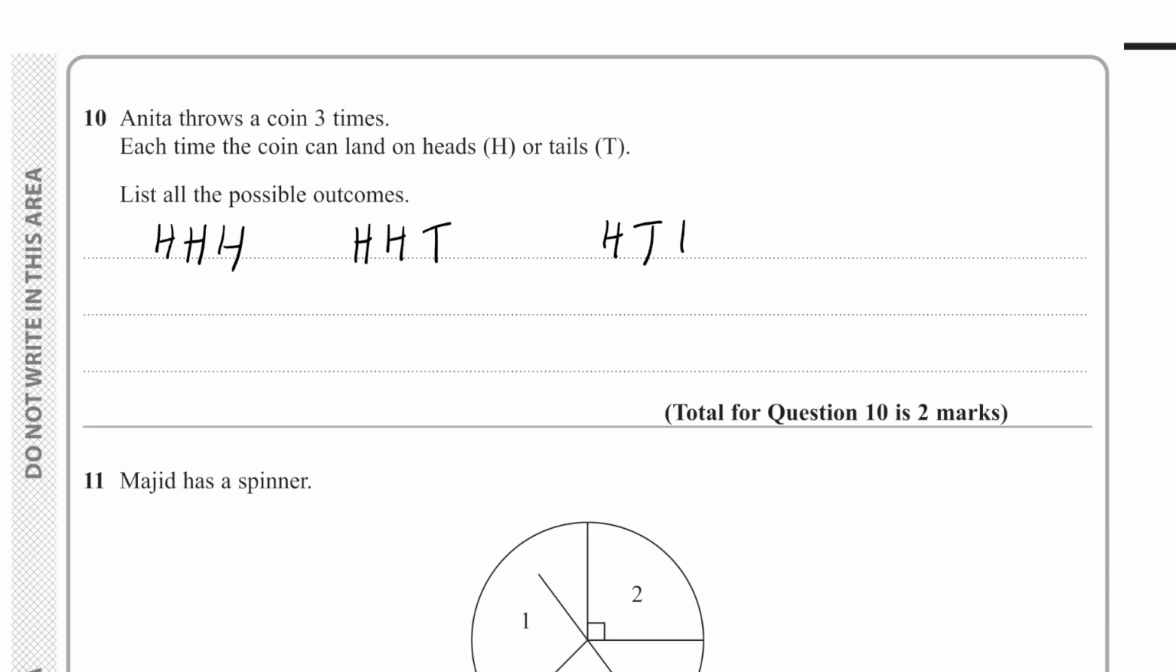We could get heads, tails, heads, or heads, tails, tails. So they are all the options that start with heads. And then we could have got a tails, heads to start with. And then that would be tails, heads, heads. Or tails, heads, tails. Or we could have started with tails, tails. Tails, tails, heads, and tails, tails, tails. So they are all the possible outcomes. So that must be all of them.